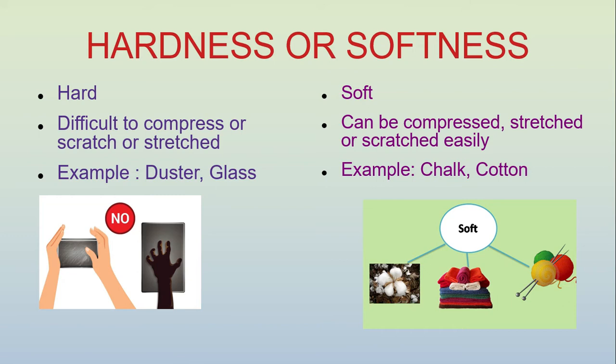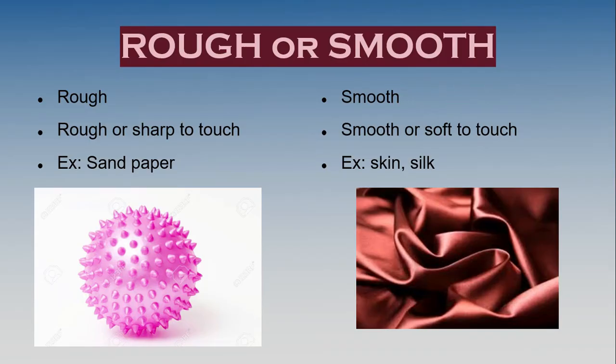As you can see here, a different example is that wool and clothes are all soft materials. Now comes the third property, that is rough or smooth. Whether the material is rough to touch or smooth to touch. The rough materials are rough or sharp to touch, and smooth materials are smooth or soft to touch.